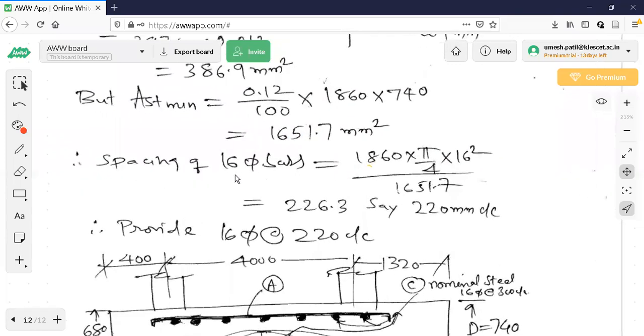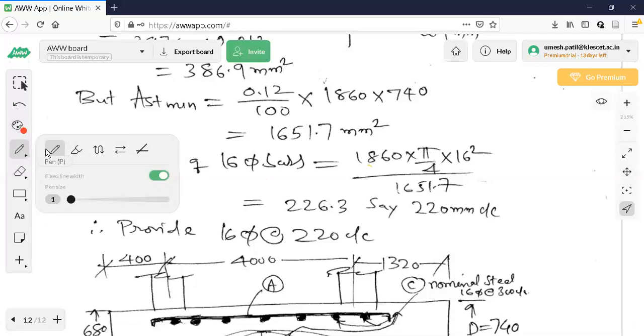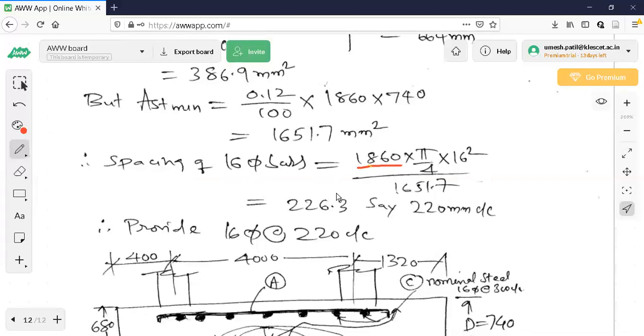Now spacing again, observe. An important observation is there here again. What is this? This value is different now. It is not the spacing of bars. It is not 2000 or the previous value. The actual width of the strip is 1860. So I'm going to use 1860.